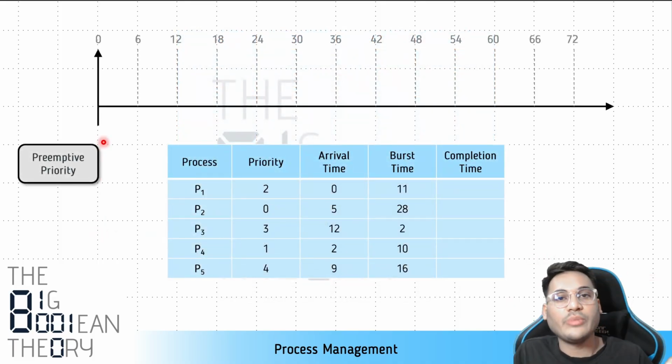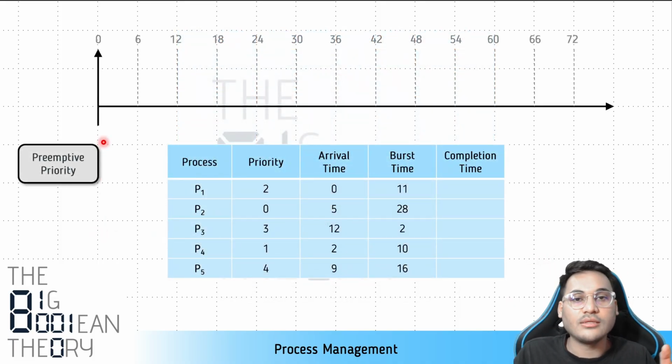So let us now make the Gantt chart, and from the Gantt chart, we'll get the completion time for all the processes. We'll get the overall schedule, right? And from the completion time, we can get the waiting time. So we are going to use the preemptive priority scheduling algorithm as we discussed. These are the 5 processes. We have the priority with each process, arrival time and burst times, right?